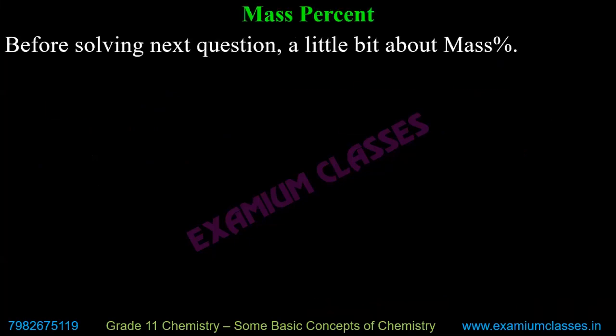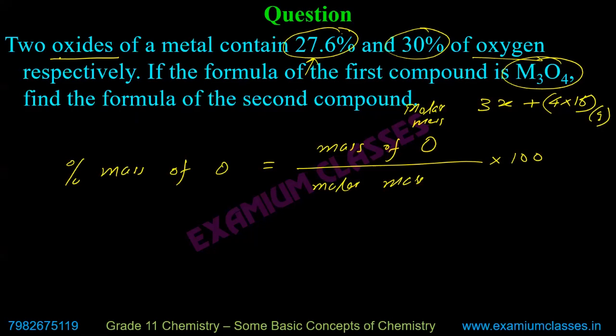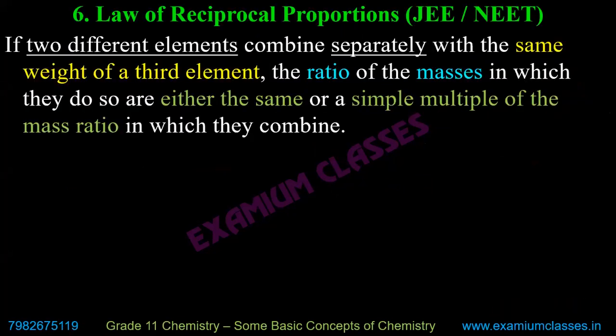Excuse me, sir, in this formula, yesterday you said atomic mass, but is it molar mass actually? Understand what I'm explaining. If we take it in grams, we say mass of oxygen upon mass of the whole compound into 100. That's what I'm coming to. It is mass of oxygen divided by mass of compound.